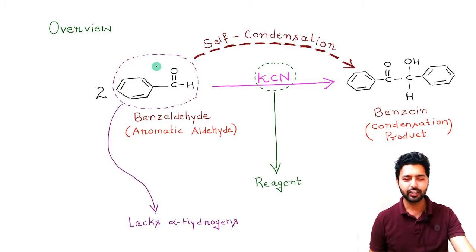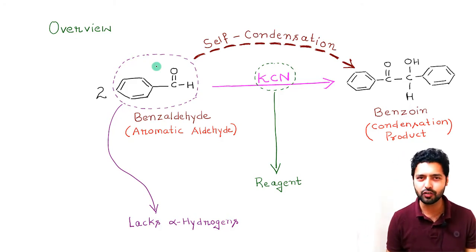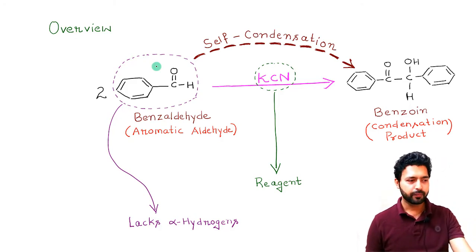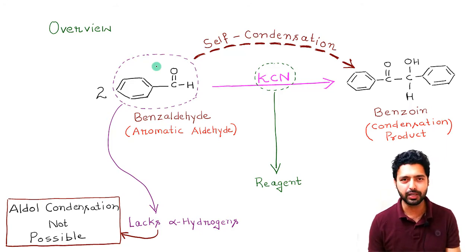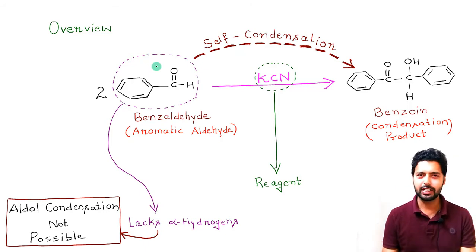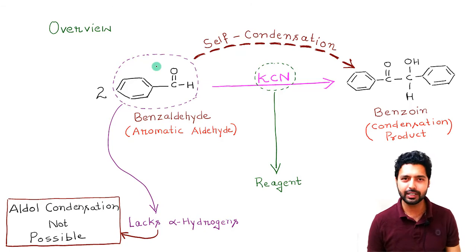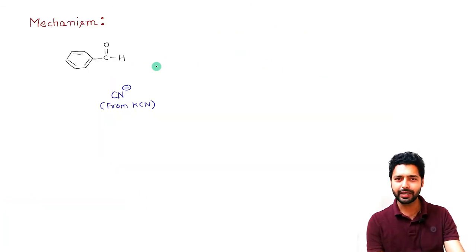Moreover, I can say that this whole reaction is some sort of self-condensation reaction, right? Because the starting aldehyde molecule lacks the alpha hydrogen atom, an aldol type of reaction is not at all possible here, right? Now after this brief overview, I want to talk about the mechanistic details of this benzoin condensation reaction, right? So here we go with the mechanism part.